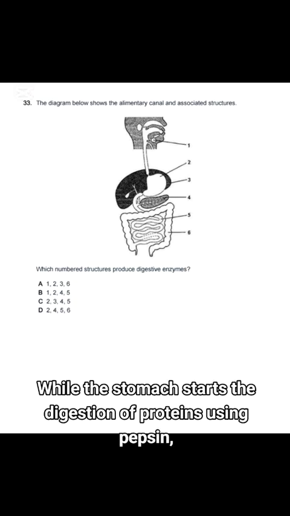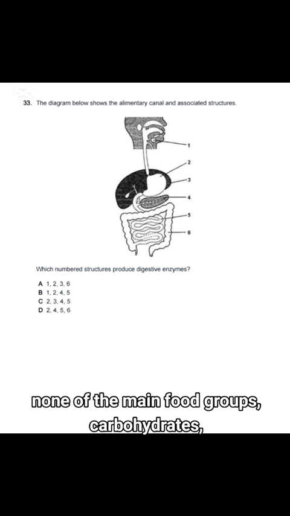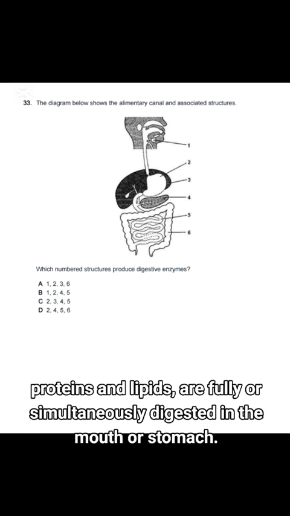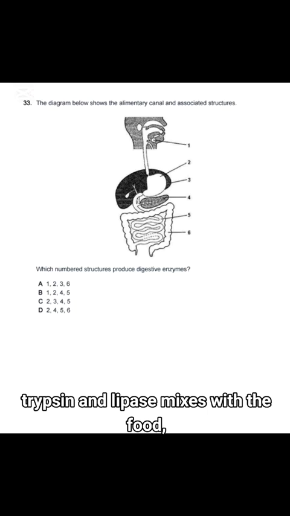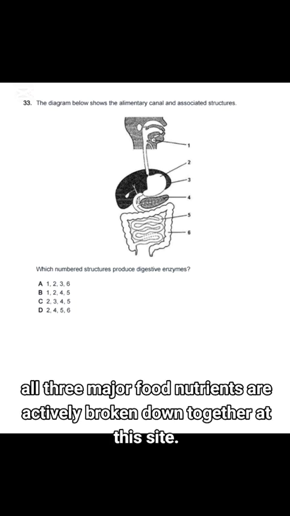Explanation: while the stomach starts the digestion of proteins using pepsin, none of the main food groups, carbohydrates, proteins, and lipids, are fully or simultaneously digested in the mouth or stomach. It is only in the duodenum that pancreatic juice, containing amylase, trypsin, and lipase, mixes with the food, meaning all 3 major food nutrients are actively broken down together at this site.